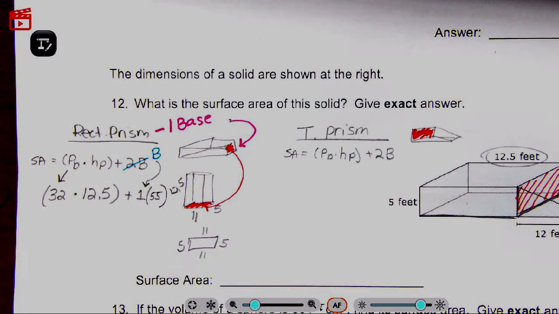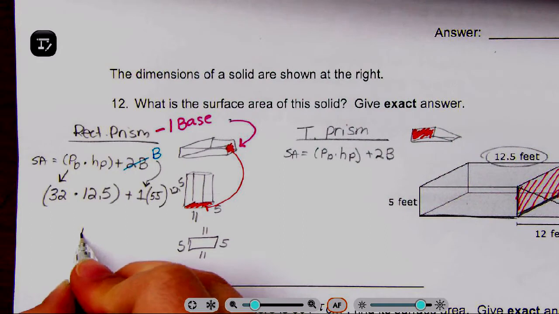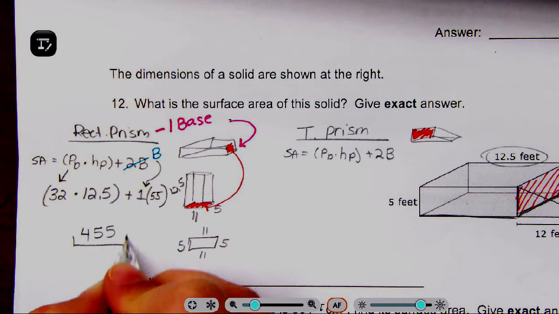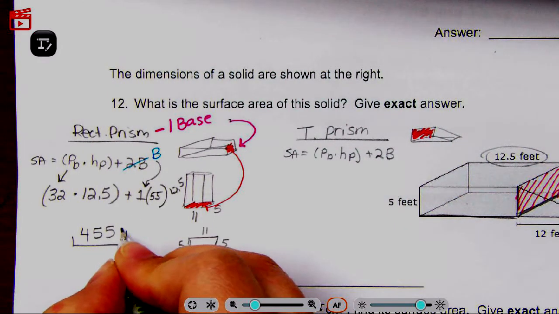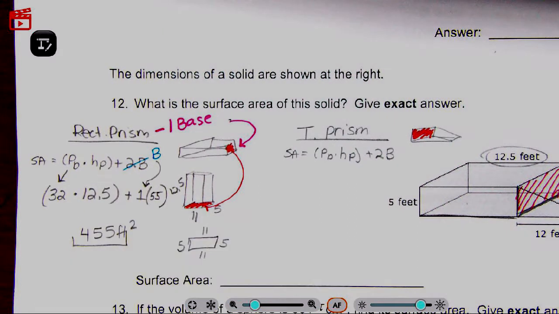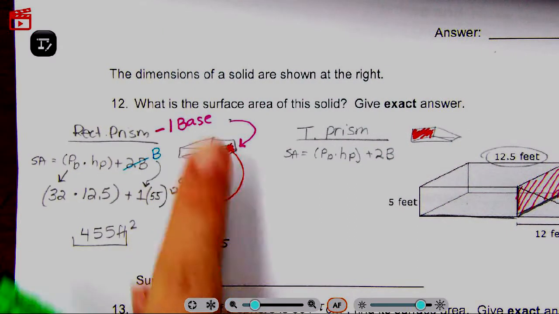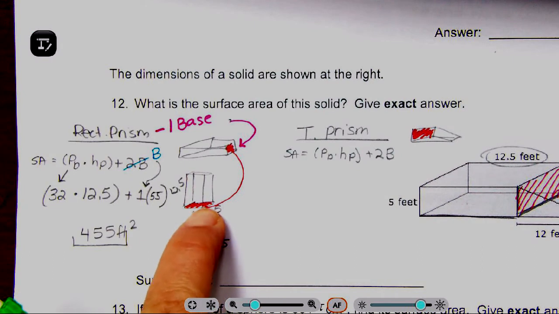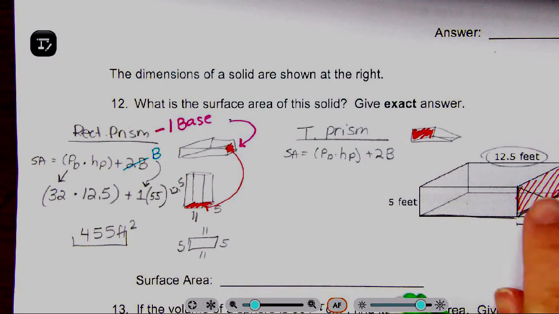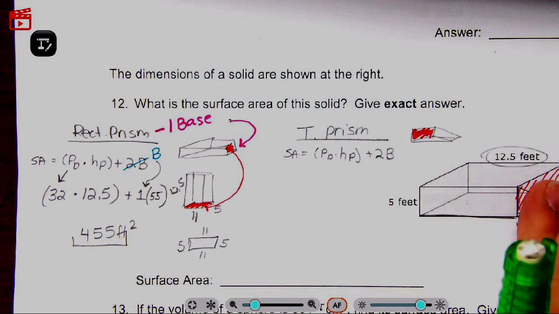So I have calculator time. Where's my calculator? No idea. I had it right in front of me. No, I don't. Oh, there it is. Okay, so what do we have? 32 times 12.5 plus 55. I have 455 as my surface area, feet if you want to be fancy, for the rectangular prism without one base, assuming the base is this rectangle right here, which is also notated here. We're lifting up the rectangular prism.